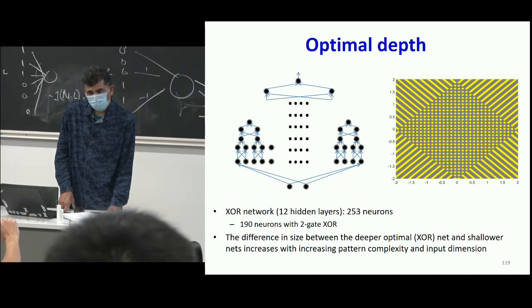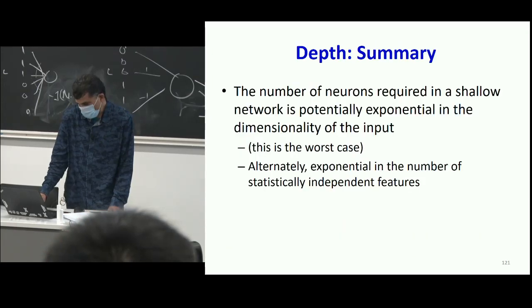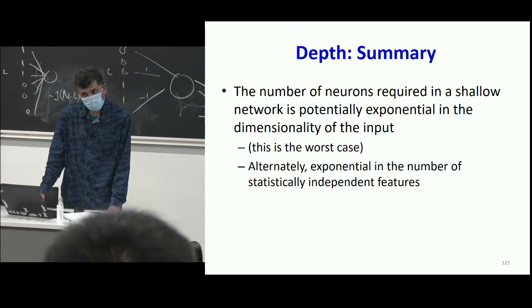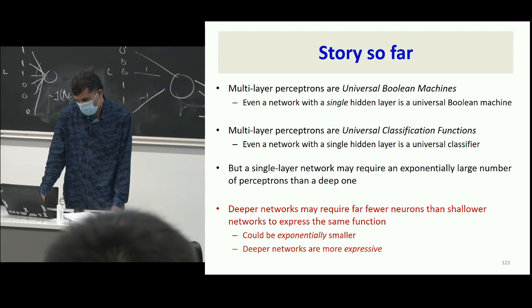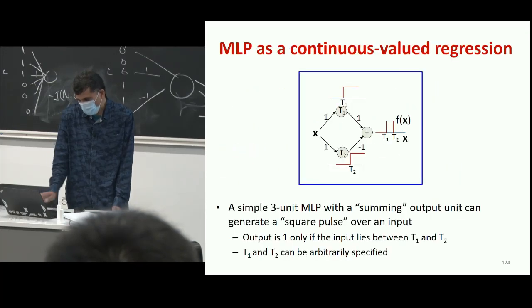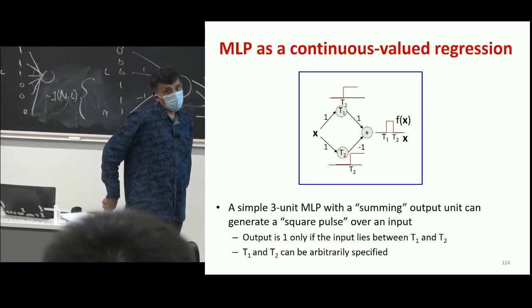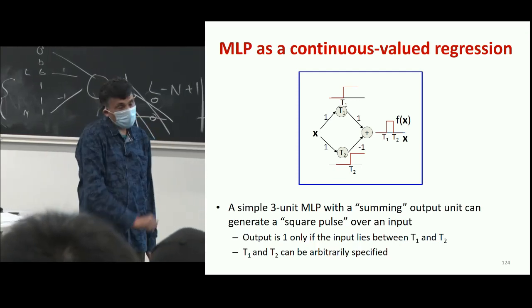So since the deeper network is less neurons, then can we just make the network deeper and deeper? Okay, thank you. You're leading to the next stage of the lecture. So before that, let's look at neural networks as universal approximators for real functions. We'll get to your question very quickly.